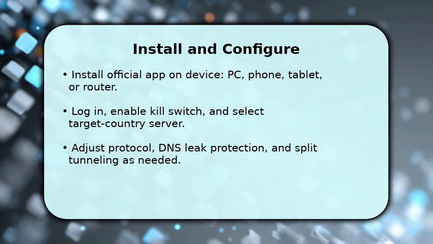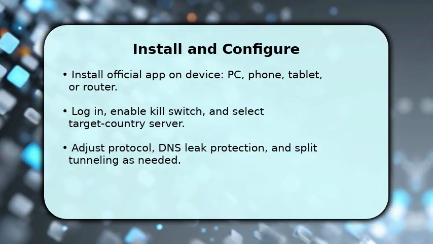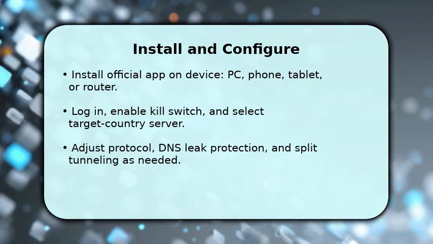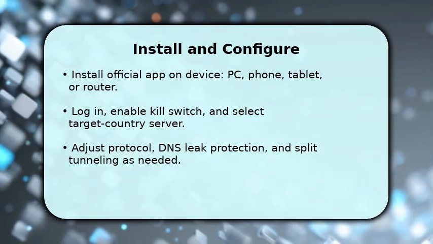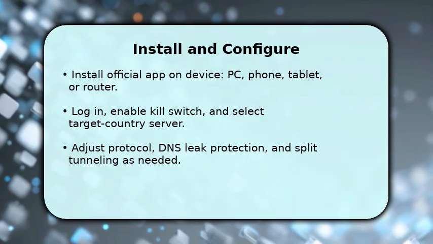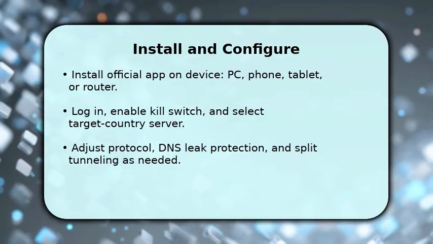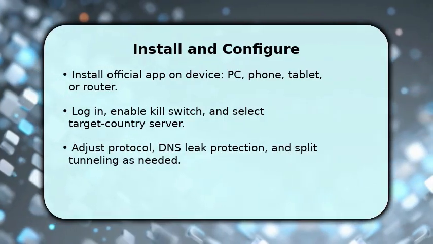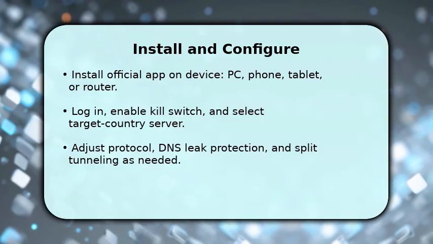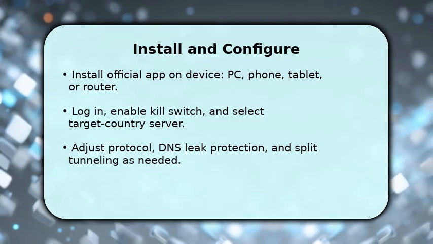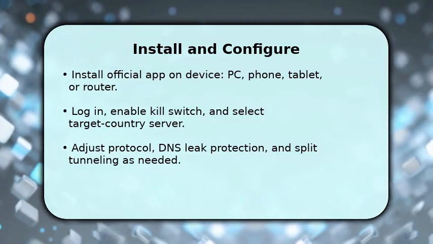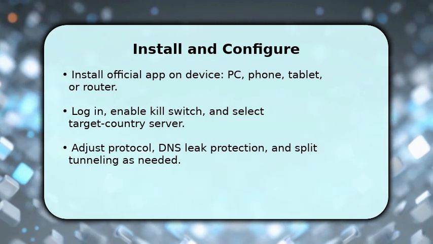Download the official client, then log in with the account you created. Make sure two-factor is enabled if available. Once in, enable the kill switch so traffic stops if the VPN drops, and pick a server in the country you want. Adjust protocol and DNS leak protection to prevent data leaks, and use split tunneling when you need local and foreign traffic separated for best performance and privacy.